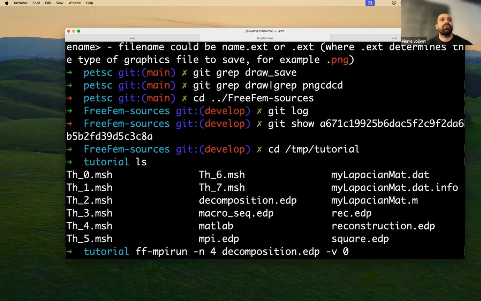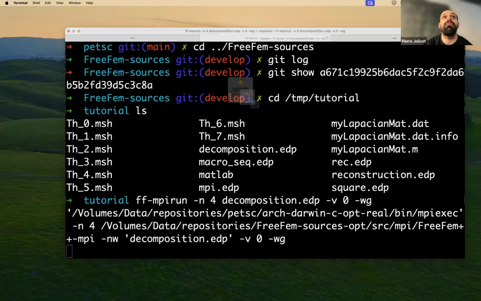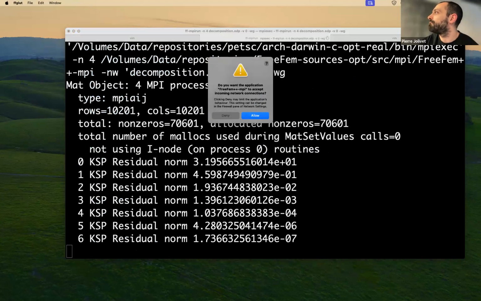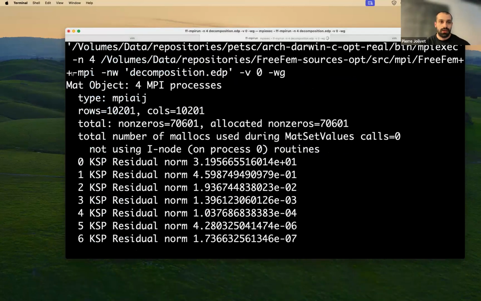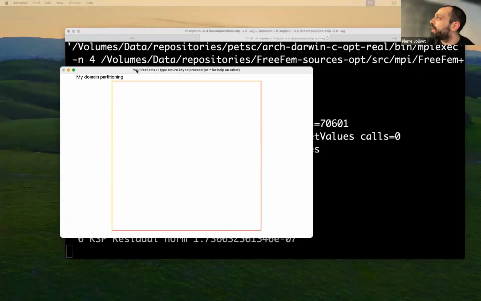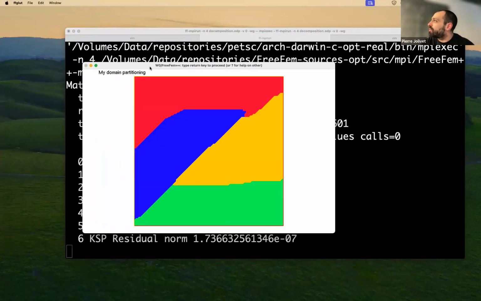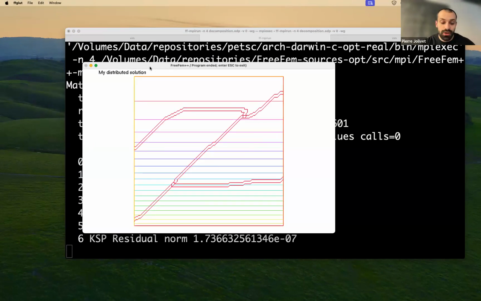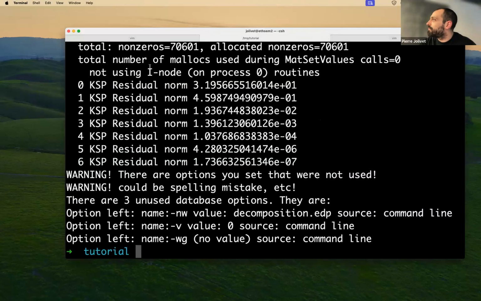So don't forget that when running in parallel, by default, we don't have graphics. And so if you need graphics, you need to put WJ. Okay. And so when we run this, we have the domain decomposition, and we have the solution of the Poisson equation in parallel. Okay.